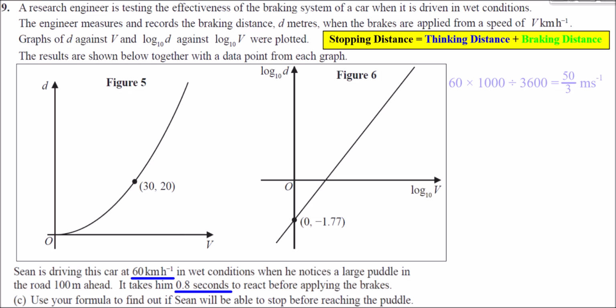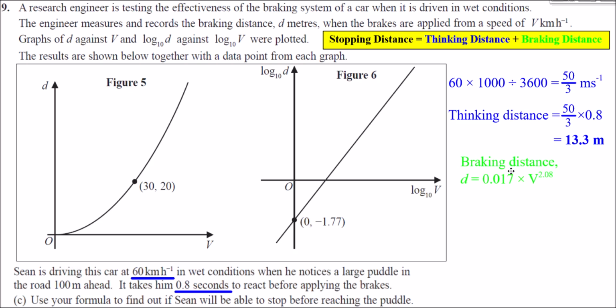60 kilometers per hour, if I times that by 1,000, I get it in terms of meters, then divide by 3,600 to convert from hours into seconds. That gives us 50 over 3 meters per second, so 16.6 recurring meters per second. We then also need to work out how far he's travelling at this speed. He's travelling at this speed for 0.8 seconds, therefore the distance covered is this value multiplied by 0.8, which is 13.3 meters.